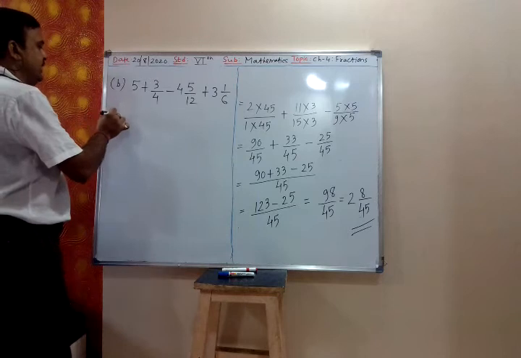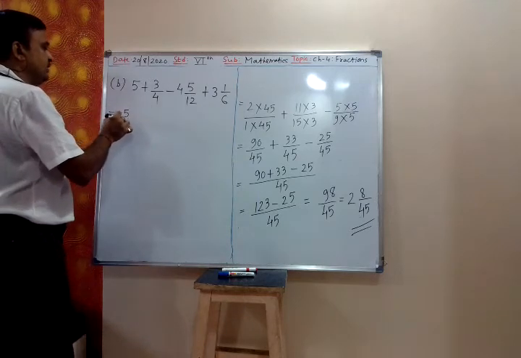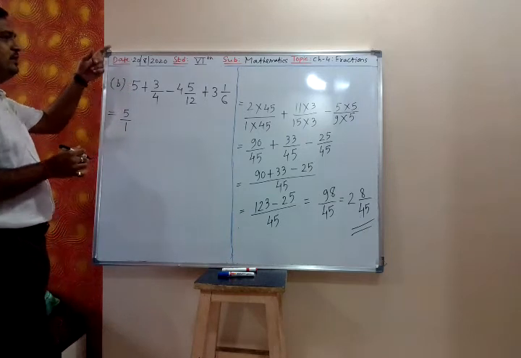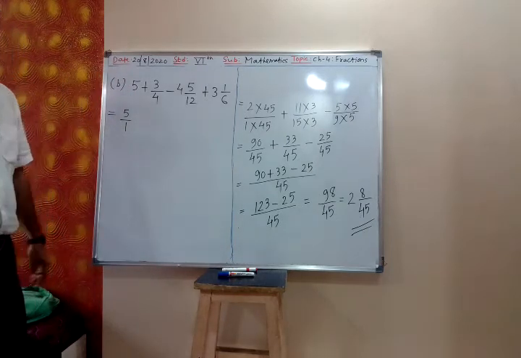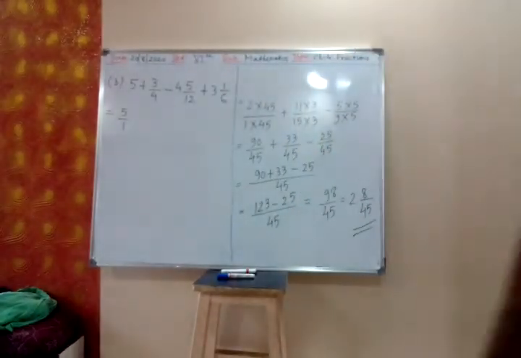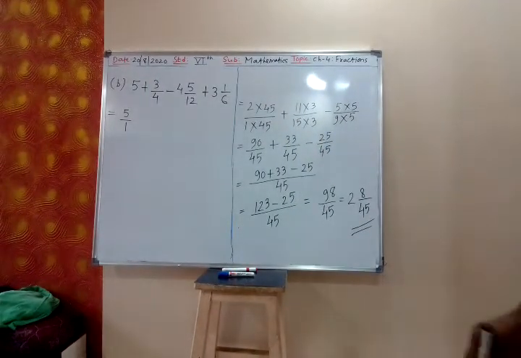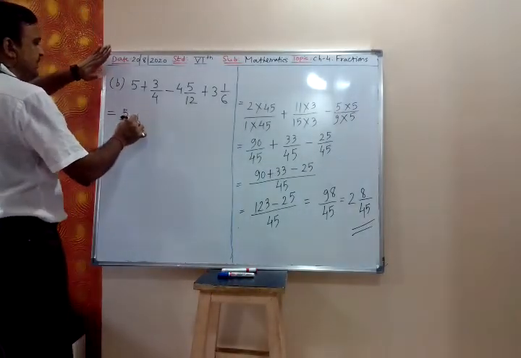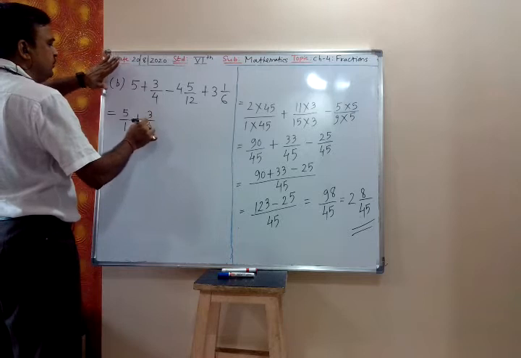So first we write 5 as 5 upon 1, because a fraction has a numerator and denominator. So 5 is in the numerator, there is no denominator, so I will write 5 upon 1. Yes, it is clear, right? 5 I will write as 5 upon 1. So plus 3 upon 4.